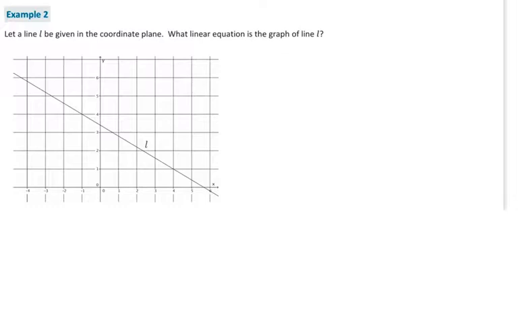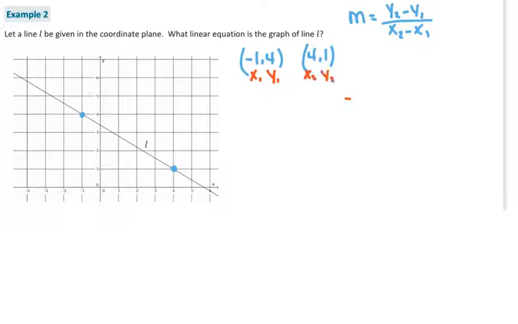Okay, so let's go over another example for you guys. Example number 2, they're asking us to find the linear equation for this line. So again, we're going to use the information that m equals y2 minus y1 over x2 minus x1. And I'm going to pull 2 points from my graph here. So I see a point right here, and I see a point right here. So those points are negative 1, 4, and 4, 1. And I'm again going to label them as x1, y1, x2, y2, because it makes it a little bit easier for me when I get started.